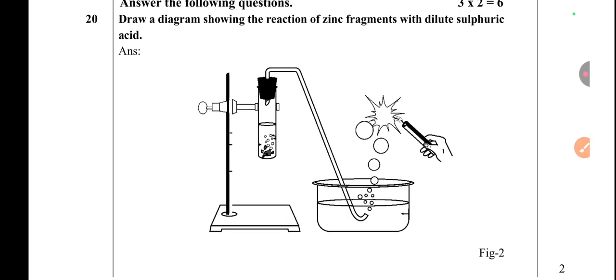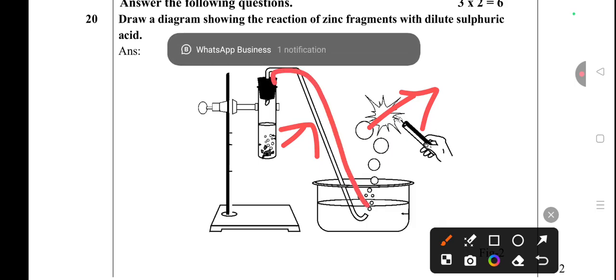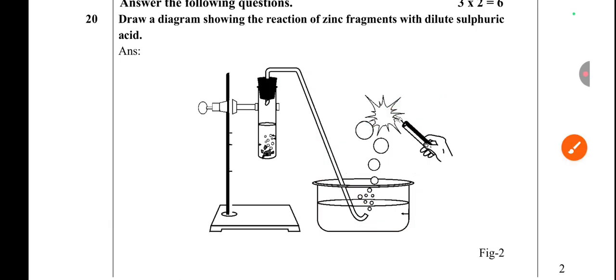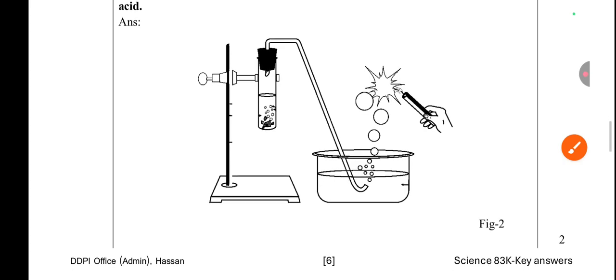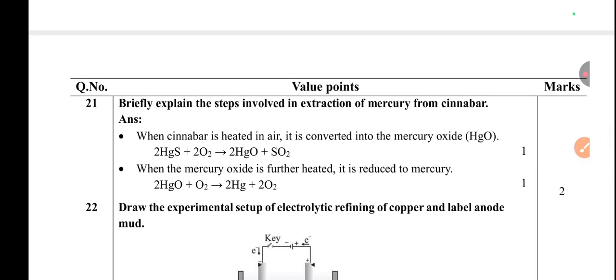Okay, 20th one. It's a diagram. Draw a diagram showing the reaction of zinc fragments with dilute sulfuric acid and liberation of hydrogen gas. That hydrogen gas, when brought in contact with a matchstick fire, makes a pop sound or gives a bright light. Here zinc pellets are there, and this is the delivery tube. This is the container having soap water. This is a definite question. Out of 2 diagrams, one is fixed, this one or another one. That's also a reaction of a metal with acid and liberation of hydrogen gas only.